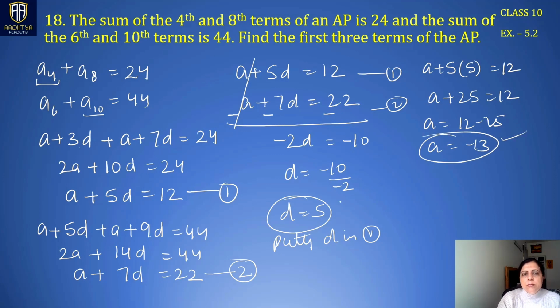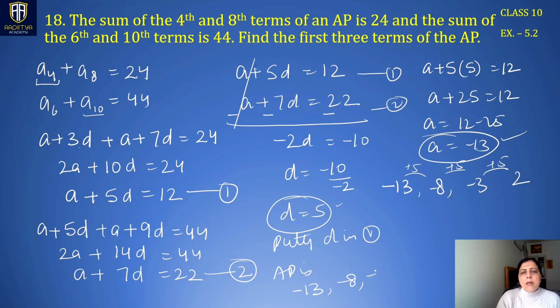Now we have got the first term and the common difference. So we can make any AP. Like first term is minus 13. Add D to it. Plus 5. So it becomes minus 8. Add D to this. Minus 8 plus 5 becomes minus 3. Add 5, which is minus 3 plus 5 is 2. So the AP is minus 13, minus 8, minus 3, and so on. We had to find first three terms of the AP, which are minus 13, minus 8, and minus 3.